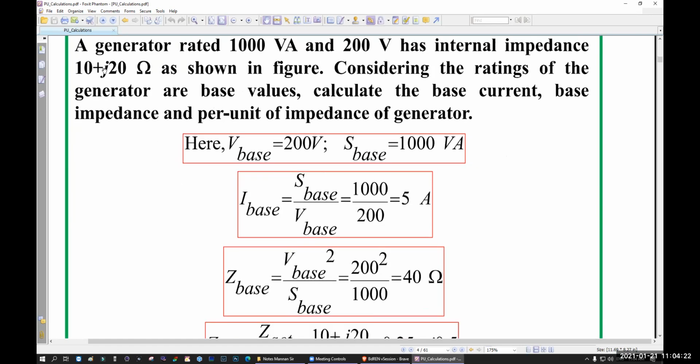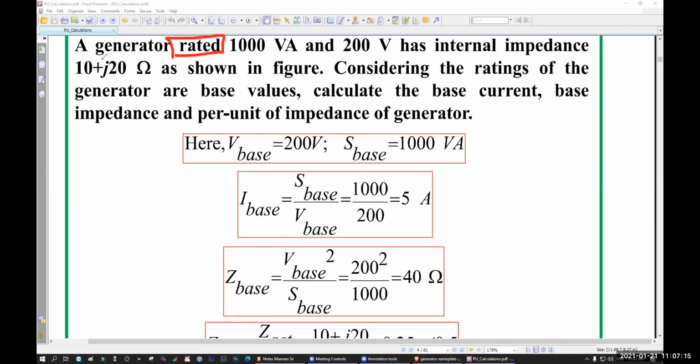A generator is rated 1000 VA. What do you mean by rated? Can anyone explain? Sir, it is given as the maximum capacity, written on the generator's nameplate. Exactly. The nameplate. Okay, let me show you something. If you see something called rated, it means it is written on its nameplate.